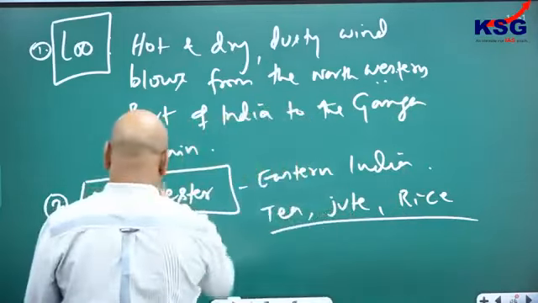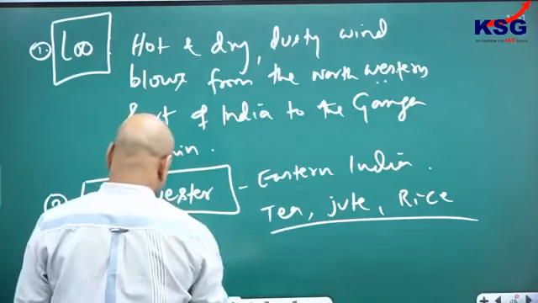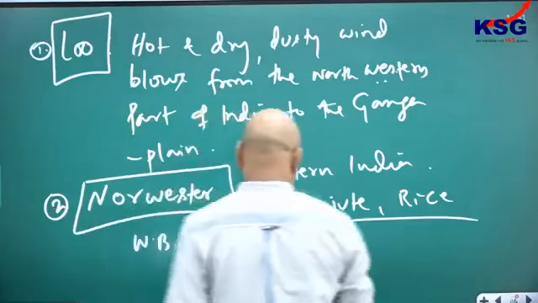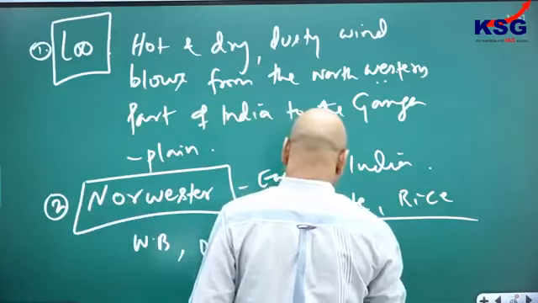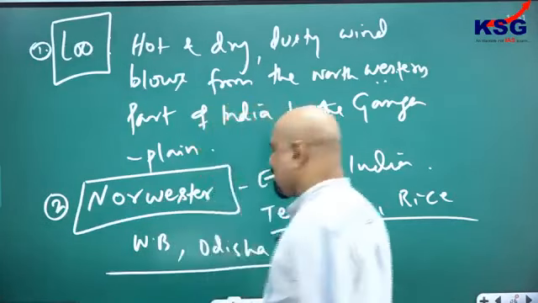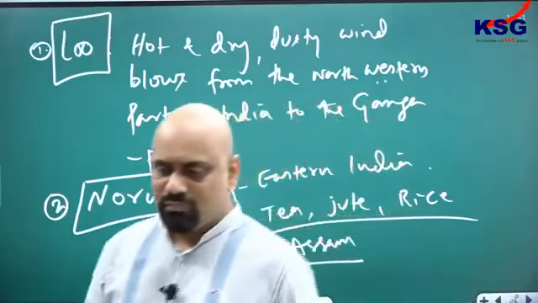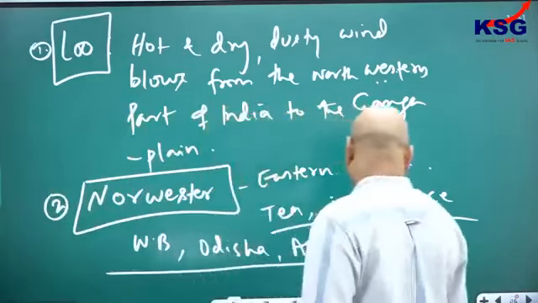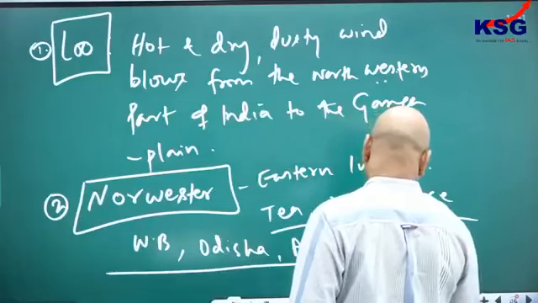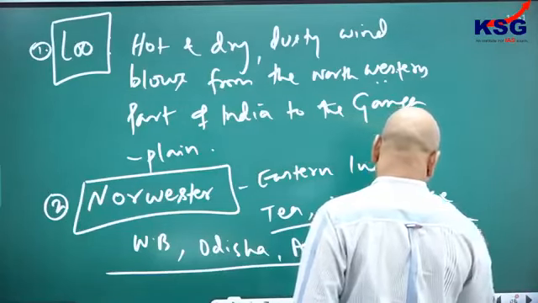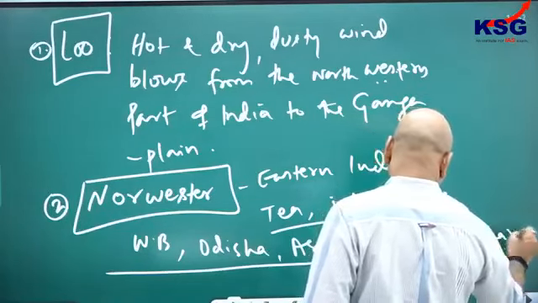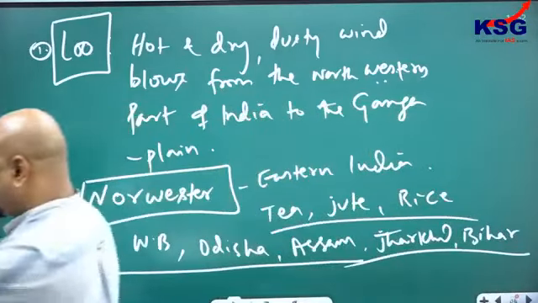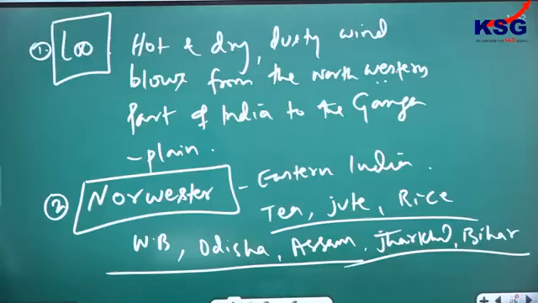It is in part of West Bengal, Odisha, Assam, we have Jharkhand, Bihar, ईस्टर्न पार्ट, फॉर्मरली जो आपका बंगाल का प्रोविंस था पुराना, दैट रीजन्स यू हैव.